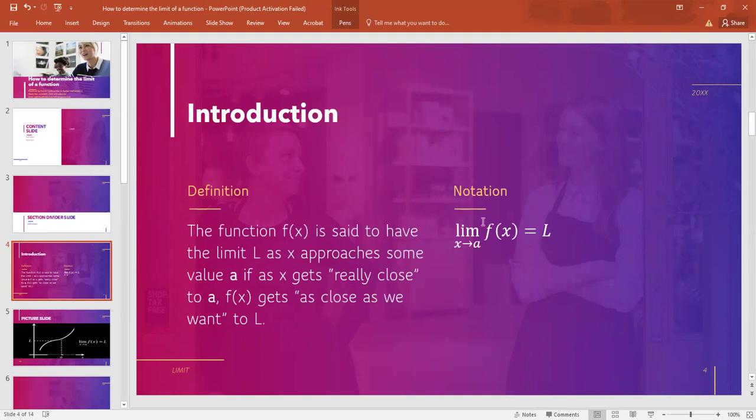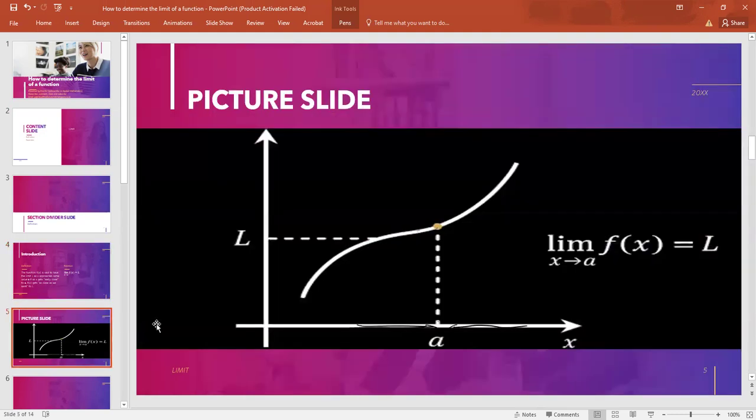And the notation is given by the following. The limit as x goes to a of f of x is equal to L. This is the notation. To understand precisely how this looks, we have a function here, we have our x-axis, here we have our y-axis.